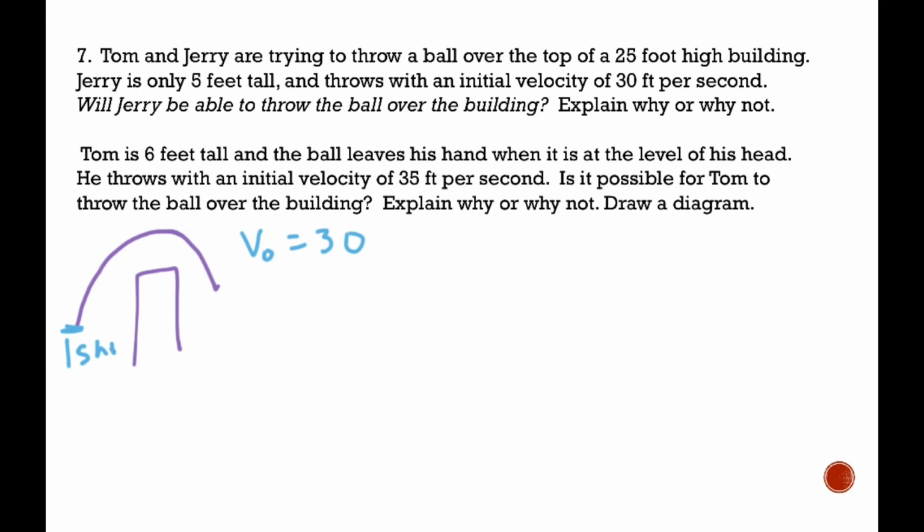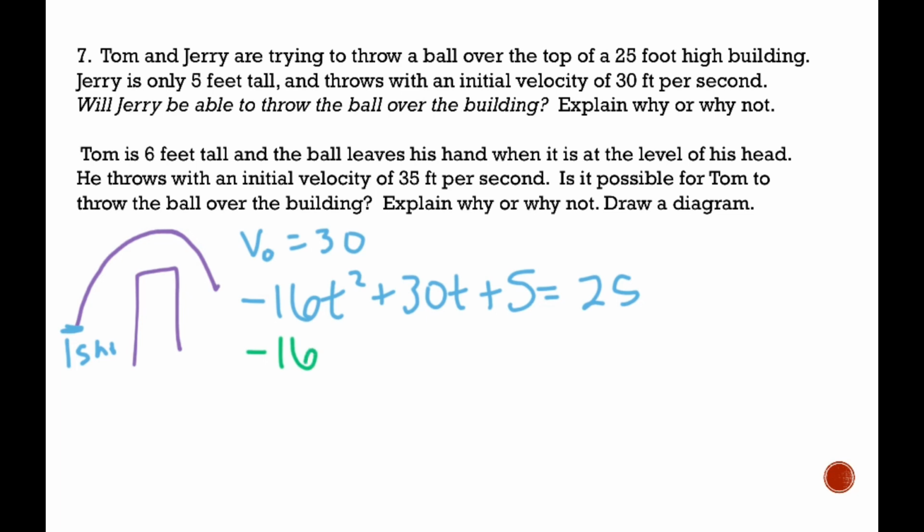So I want to know, is the height going to be at least 25? So what I'm going to do for Jerry is I'm going to say negative 16t squared plus 30t plus 5. Is that equal to 25? Now, if I get imaginary numbers, that means it's never going to happen. If I get real numbers, then it will happen at a certain amount of time. So I'm going to get everything into standard form.